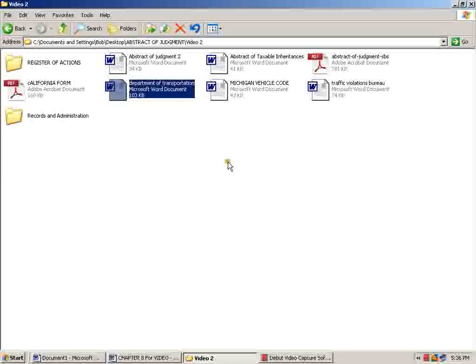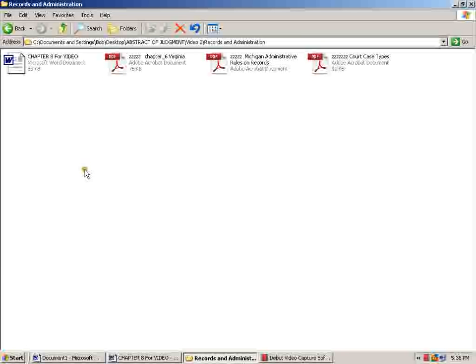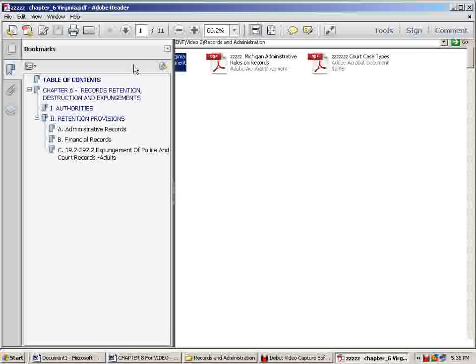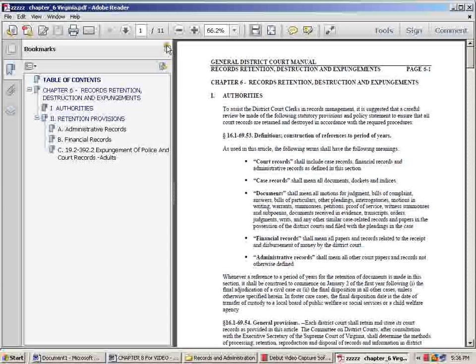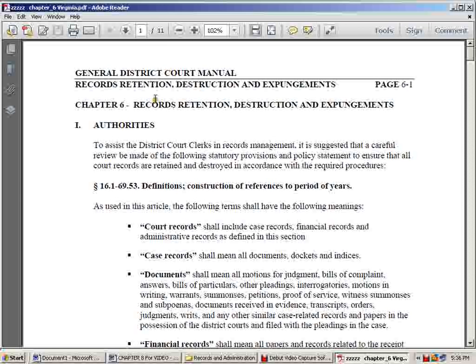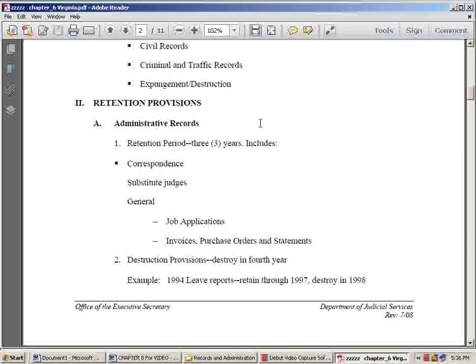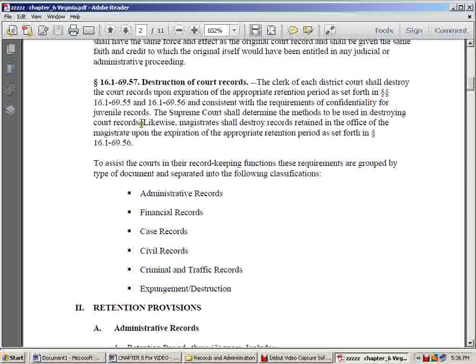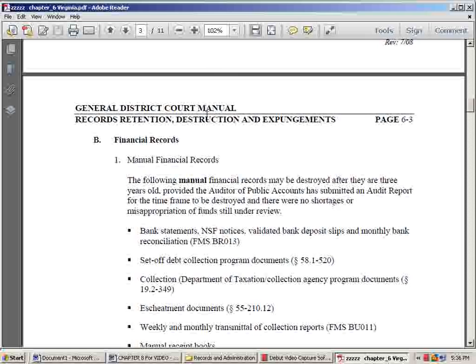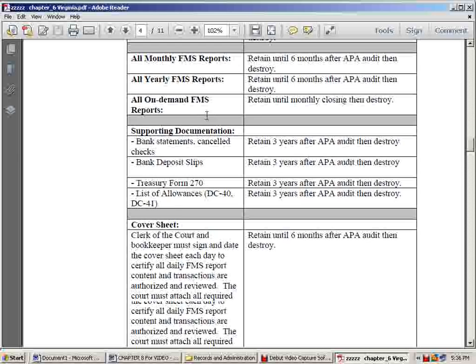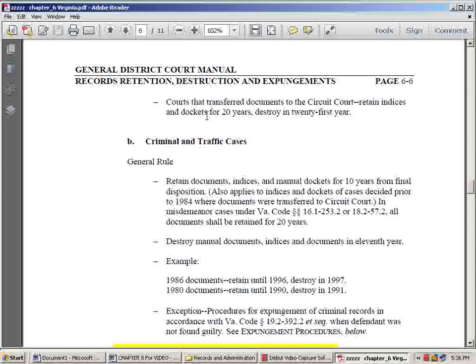Okay, so that pretty much covered the parts I wanted to cover on doing an abstract. But now let's look at the records. This is the good stuff. For instance, in Virginia, in the General District Court Manual, Record Retention, Destruction, Expungements. I've got to read this whole thing because this has something to do with all sorts of records. But the one I was interested in caught my attention. Right here.